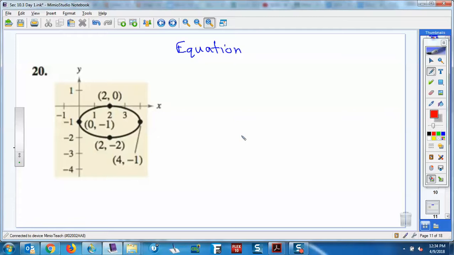Okay? All right? You guys try this one. Okay, the center's not given. This 0, -1 clearly is that point there. So you guys try that one.